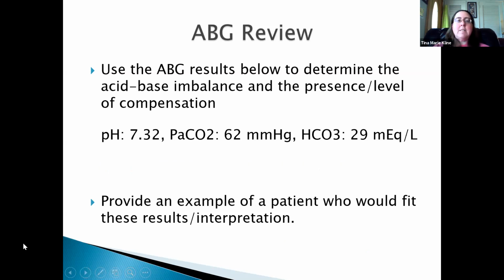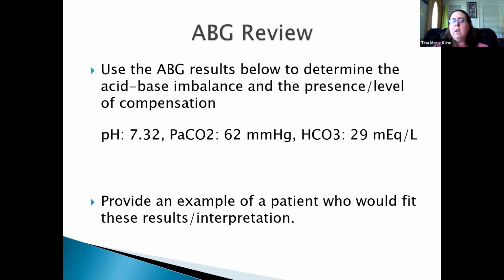Now I have 7.32, okay? So on the pH side, I know that is acidotic, because I am out of normal range. So I know for sure nothing is fully compensated because my pH is outside of normal range. All right, my PaCO2 is 62. Wow, that is really up there. I'm going towards the acidic side. So because of my pH, I know I definitely have a respiratory acidosis, absolutely.